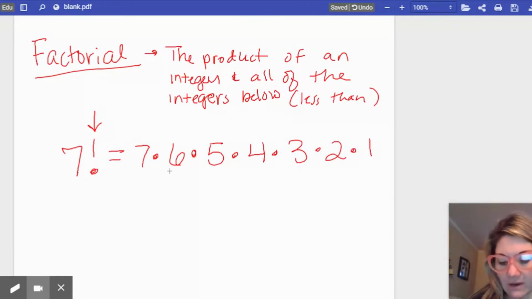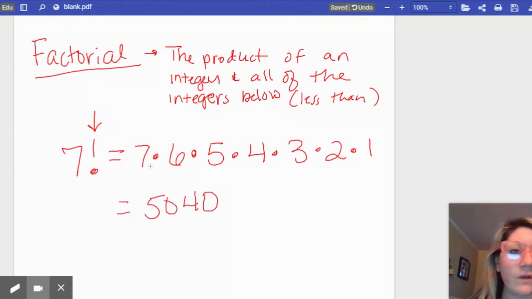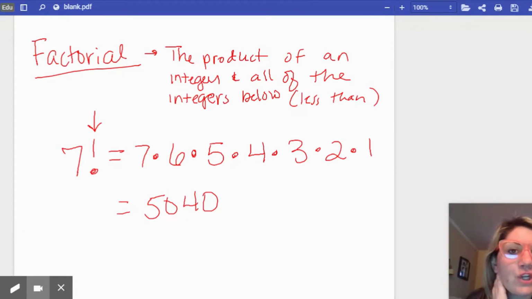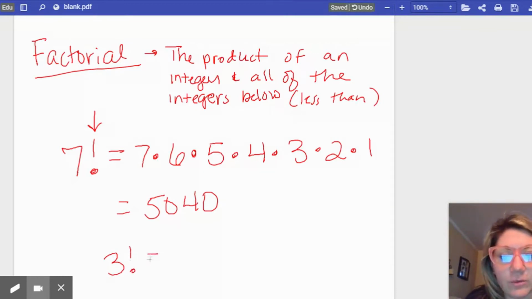And 7 factorial is equal to 5,040. So I just multiplied 7 times 6 times 5 times 4 times 3 times 2 times 1. If you are on Desmos and you would like to find the factorial of a number, all you have to do is you go to Desmos.com, you type in the number that you want to find the factorial of. So for example, 3. If you type 3 and then you physically type the exclamation point, it will tell you what that's equal to. This one's kind of easy because you just do 3 times 2 times 1, which is 6.